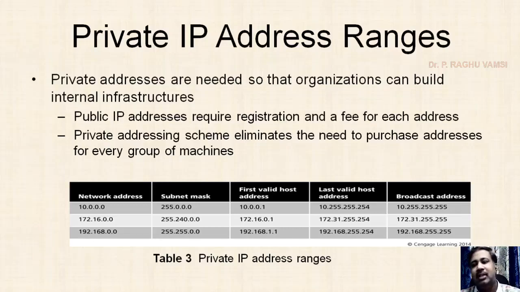Whenever you convert into private addresses, each device participating in the internet communication will have an IP address. You may achieve this via DHCP by configuring the local private addresses, or via accessing the internet through proxy services. These are the two ways you can get the internet service. Private addresses are needed so that organizations can build internal infrastructure. Public IP addresses require a registration fee for each address. Private addressing schemes eliminate the need to purchase addresses for every group of machines. Thereby the private IP address ranges are fixed like this.